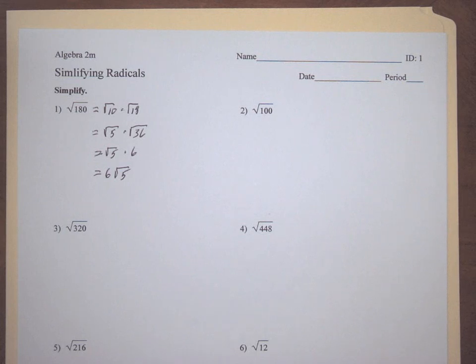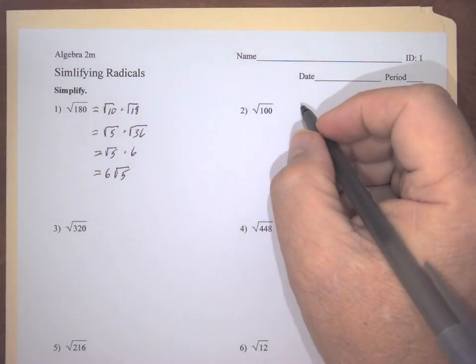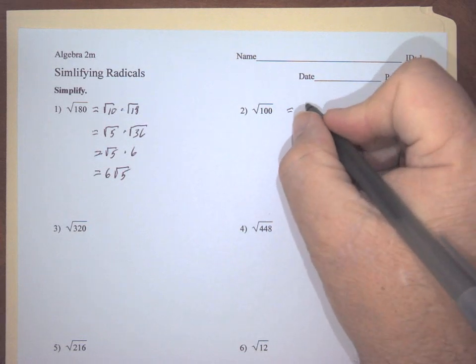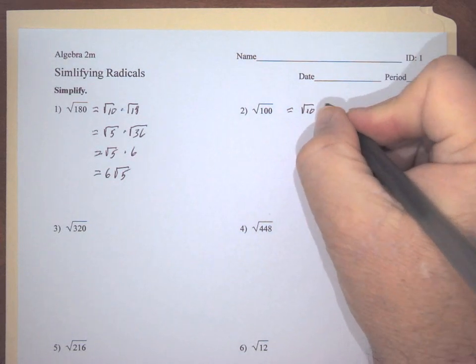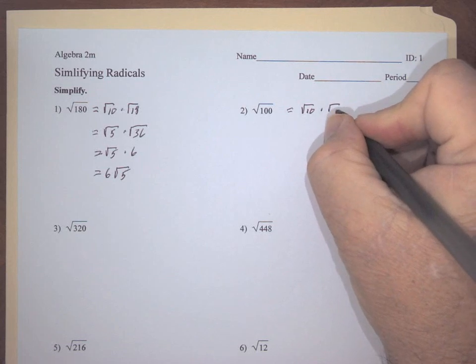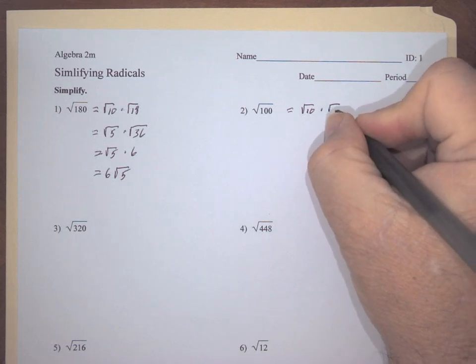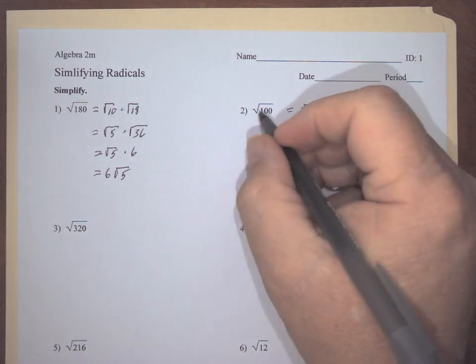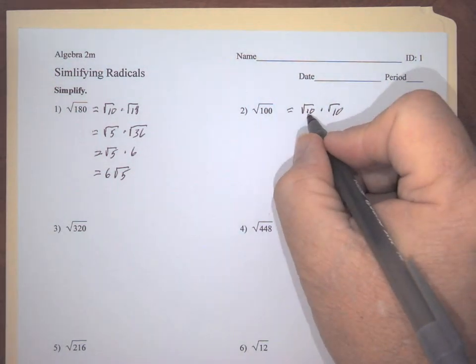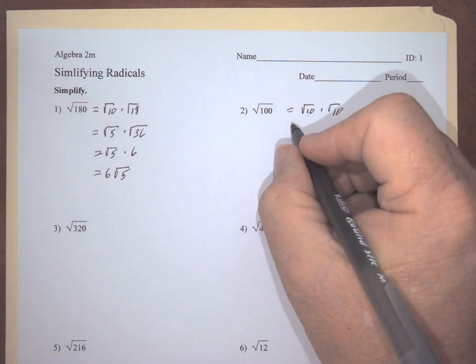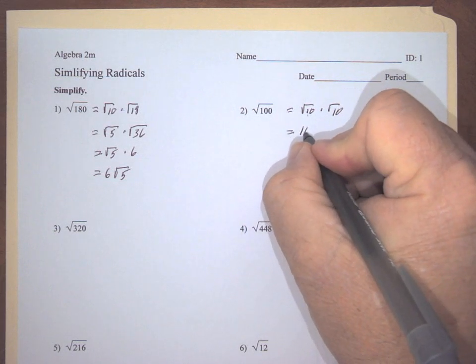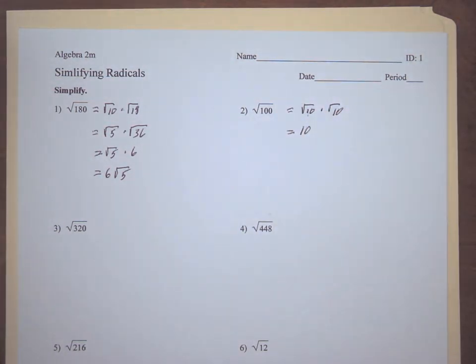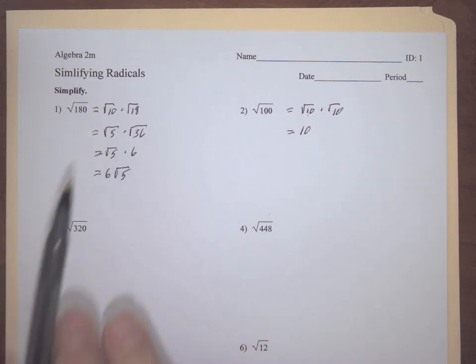Number 2 is actually almost a no-brainer, because we know that the square root of 10 times the square root of 10 is equal to the square root of 100, and the square root of 10 times the square root of 10 is equal to 10. Okay? So, pretty easy. Number 3 is probably not quite as easy, but let's think about it as we go, because we're going to follow the same logic we did up here.